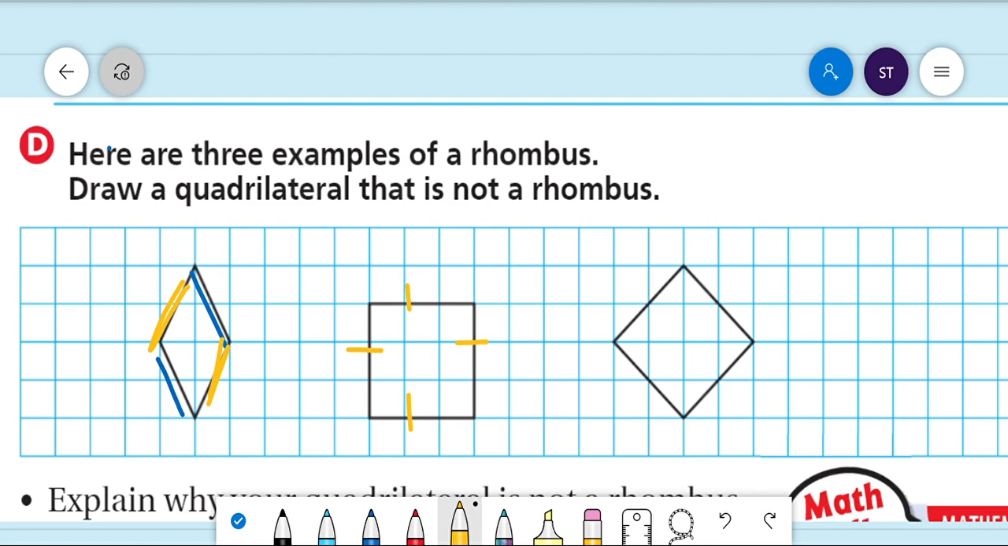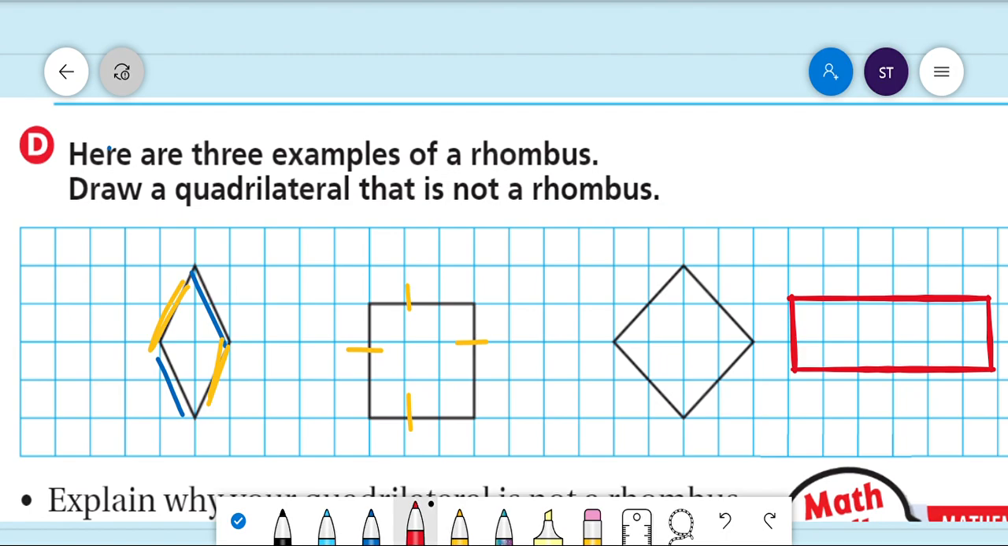But what shape can I draw that is a quadrilateral, but it's not a rhombus? Because this shape that I'm going to draw cannot have both of these attributes. And I think of a rectangle. I'll draw a rectangle. And there are other shapes that are not a rhombus. That was a parallelogram, and we'll learn about parallelograms later. Let's get it right. Okay. Still no. All right, there it is. A rectangle is not a rhombus.